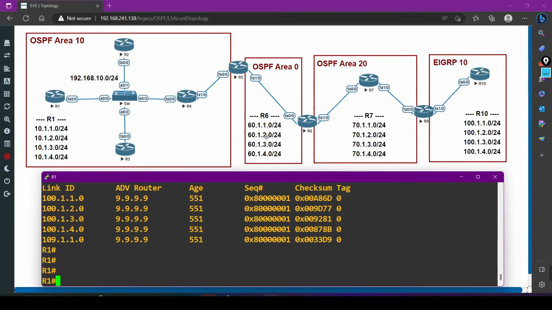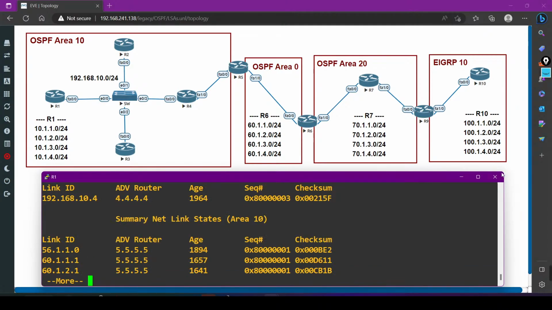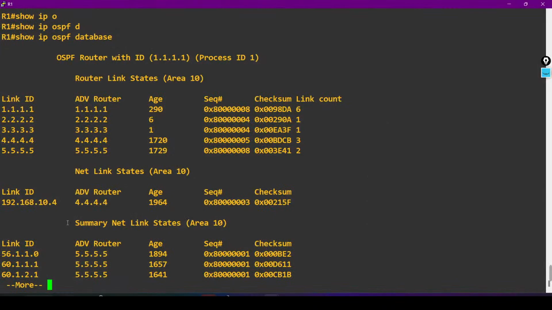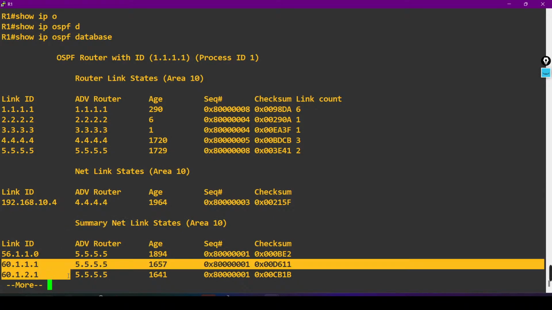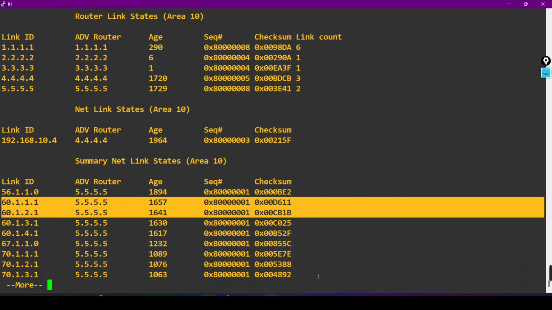60 LSA prefix 3, LSA 3, yes or no? So in show IP OSPF database, via LSA 3 the router is getting the 60 prefix. Yes or no? Now the router needs to calculate what? Cost. Yes or no? Metric.